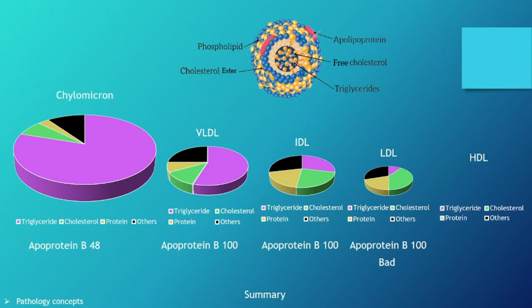And fifth is high density lipoprotein, also called HDL. This particle plays an important role in the reverse cholesterol transport from peripheral tissue to the liver, which is one of the potential mechanisms by which HDL may be anti-atherogenic. So it is called good cholesterol.